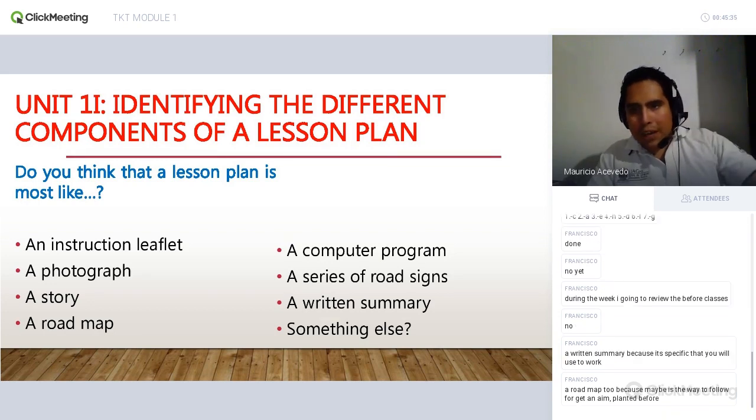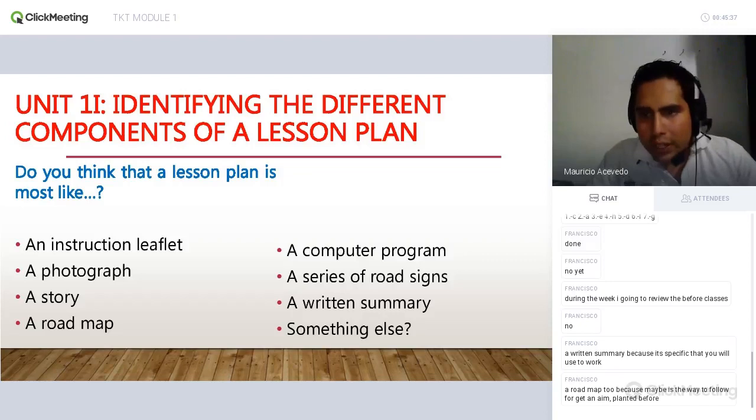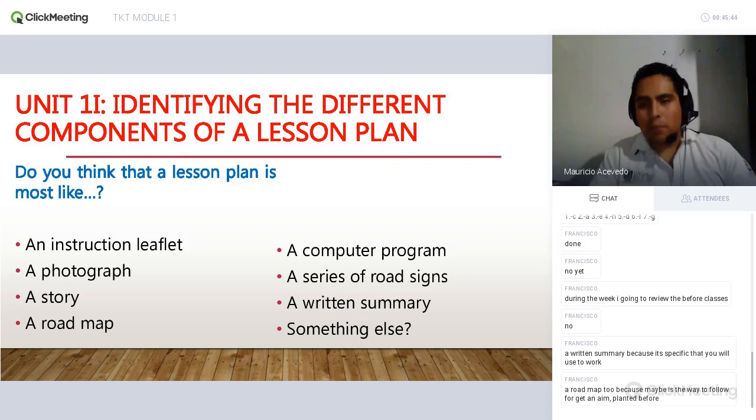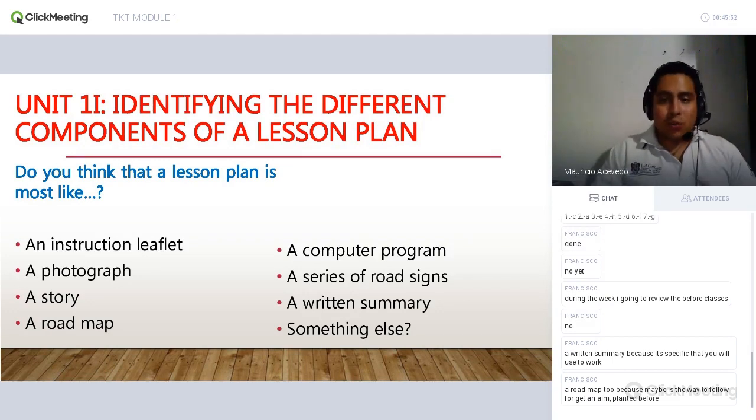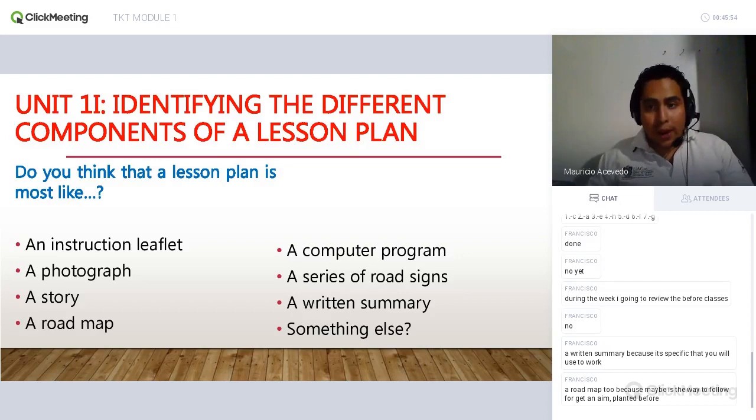Okay, a roadmap too, because maybe it is a way to follow for getting a name planted before. Plan it before. I think it should be planned before. Very good, Francisco. I totally agree with you with this answer. Yes, it's the roadmap because this is the way, all the steps, all the procedures you need to follow in order to get a name, right? Excellent, Francisco. I'm very happy with that answer.